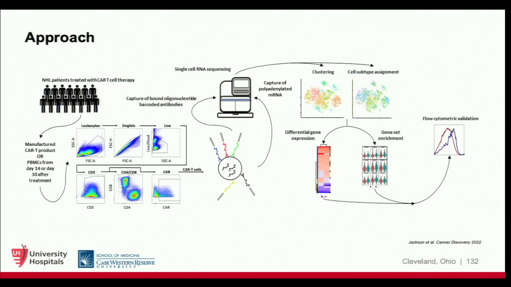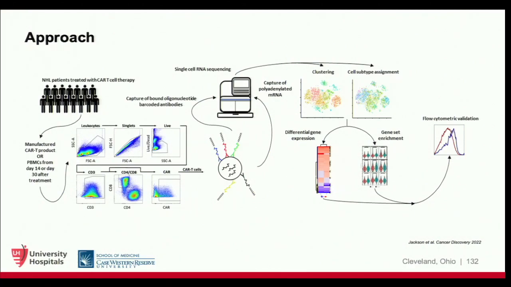And what we did is we collected samples from these patients, either the manufactured CAR-T product or blood samples from the patients at a variety of time points after infusion of the product. And the goal was to understand what changes these CAR-T cells underwent in vivo, and can we then learn from these changes to predict how patients will respond and then hopefully eventually develop better next-generation CAR-T therapies.